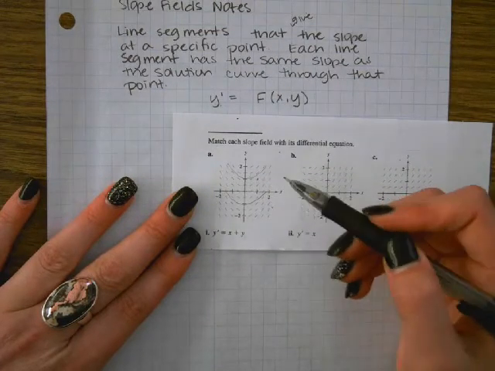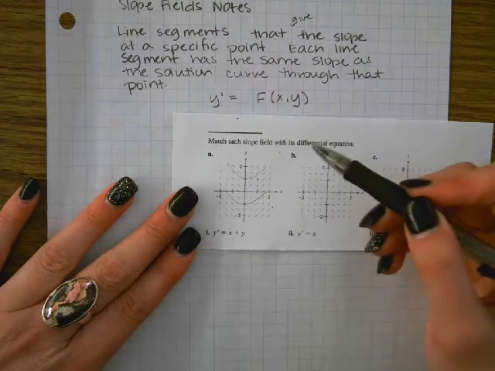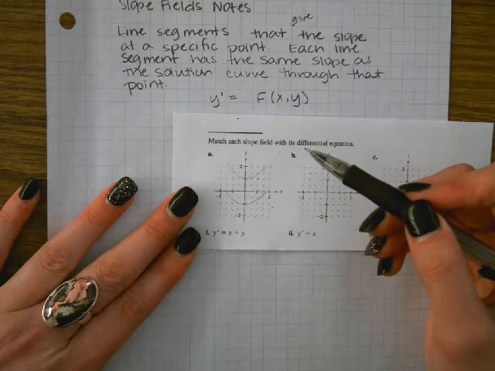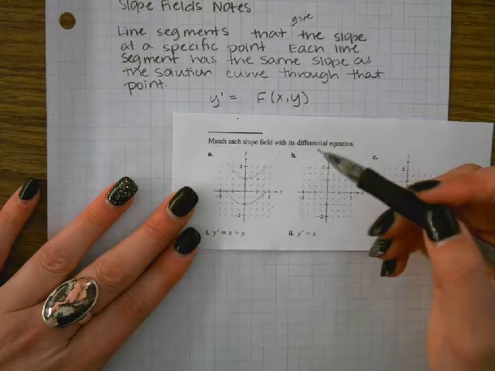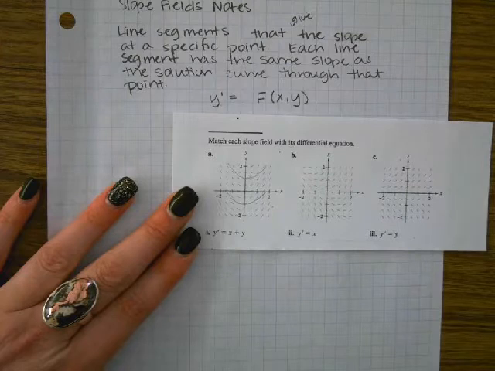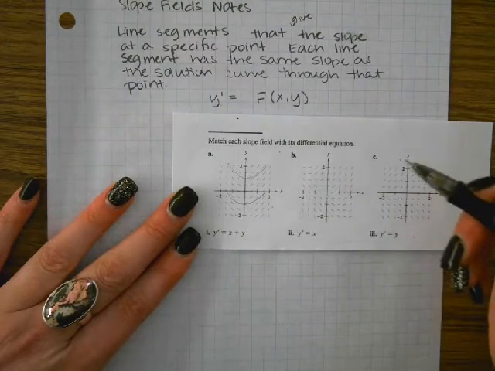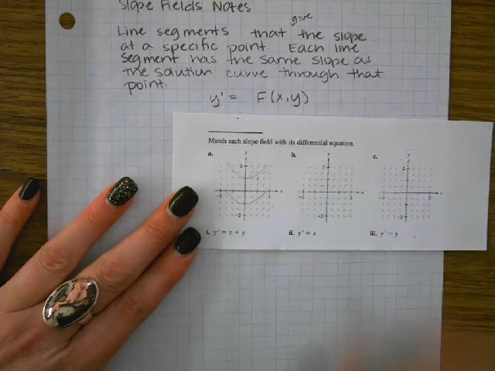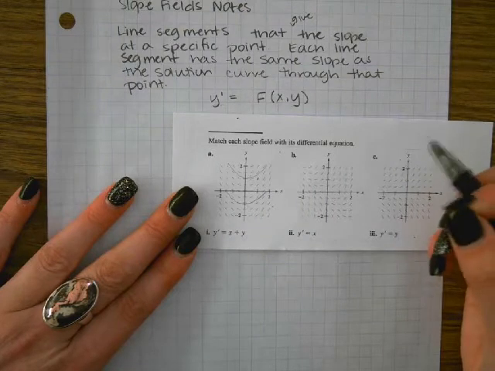So if you plugged in a point and you got that y prime was 1/2, you're probably going to have a little segment that's kind of horizontal, a little bit slanted, but not very slanted. If it equals 15, then you're going to have a line segment that's almost perfectly straight up and down, because that's a really, really steep slope.